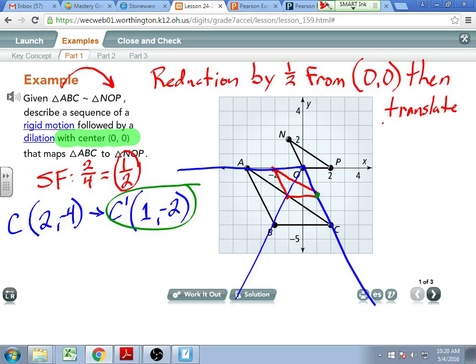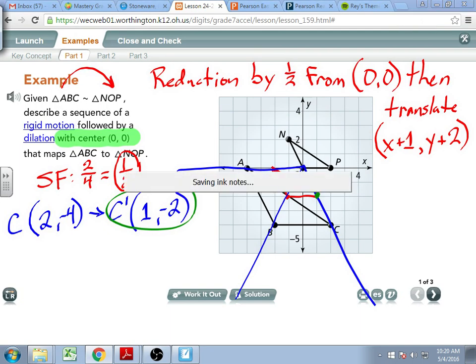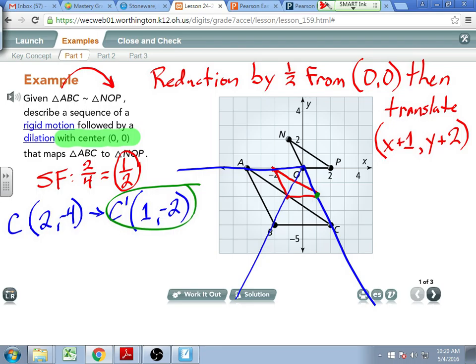What's our translation? Nate? X moves 1 to the right. Plus 1. And then Y is plus 2. Absolutely correct, sir. Any questions on how we figured out where my dilated shape goes? Any questions on how we then determined the translation? Cool.